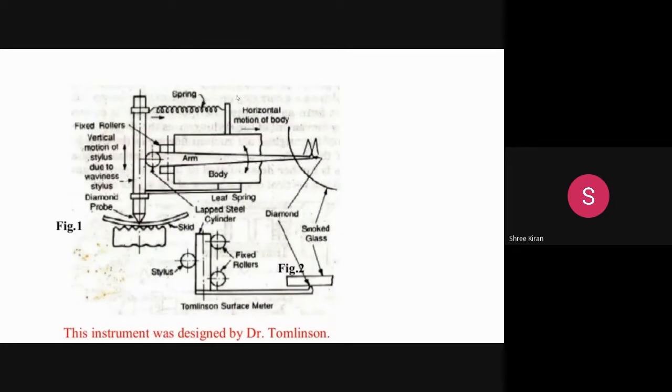It is named Tomlinson because this instrument was designed by Mr. Tomlinson. In this case also we will be having a spring, fixed rollers, vertical motion of the stylus due to waviness, and a diamond probe. I hope you remember what you mean by waviness. We have already discussed it regarding surface roughness, when we were discussing waviness and roughness. Can anyone tell me what you mean by waviness?